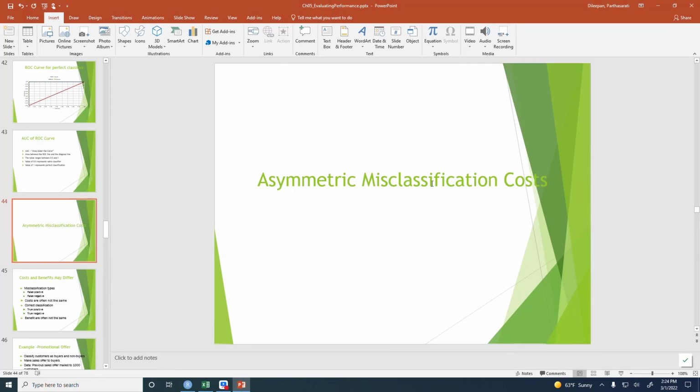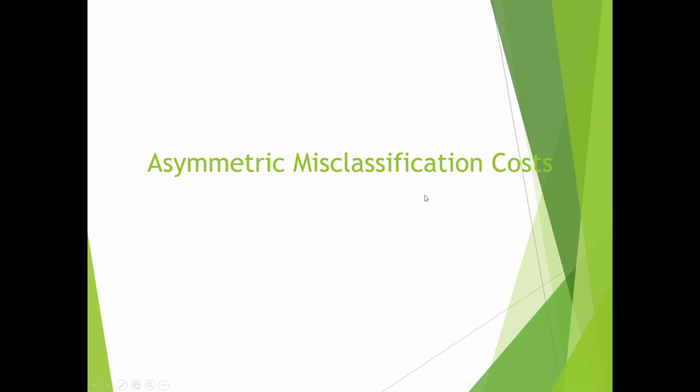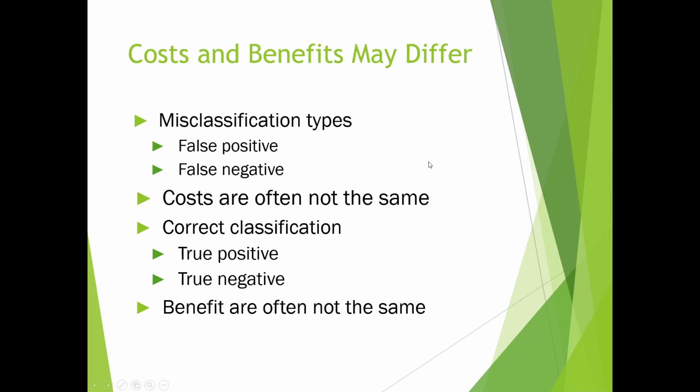Okay, now we head back to the PowerPoint for some more concepts, and then we'll come back to R. Asymmetric misclassification cost. We already talked about this, I think, previously. So there are two kinds of misclassifications that we could do. It can be false positive: we classify as positive, but it's actually not positive. Or we classify as negative, but it's actually positive.